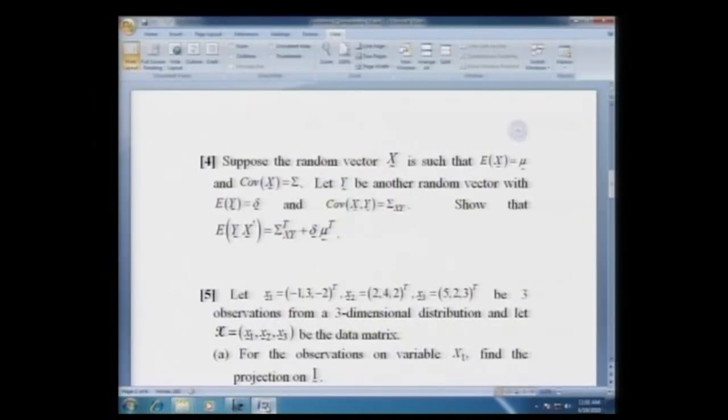So the fourth problem basically is this: we have a random vector X which has expectation vector mu and covariance matrix sigma. Y is another random vector with mean vector delta, and covariance between X and Y given by sigma xy. We are trying to show that expectation of y x transpose is equal to sigma xy transpose plus delta times mu transpose. Let us see how to prove this particular result.